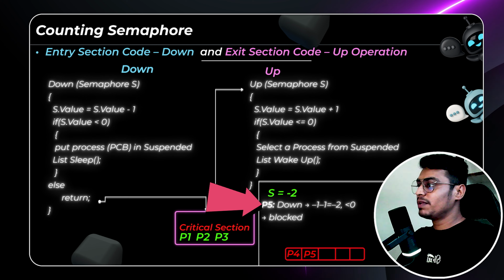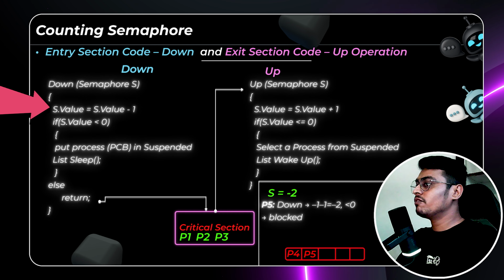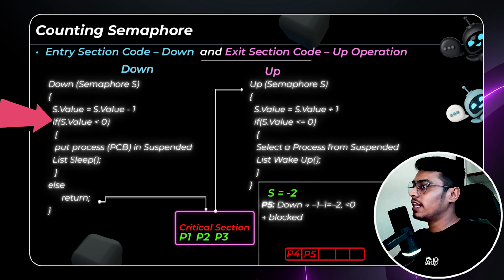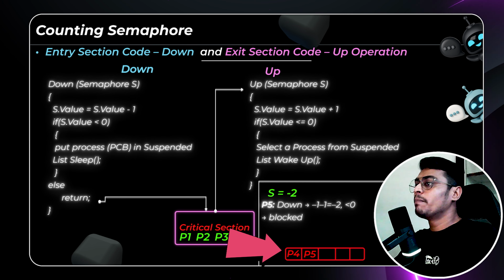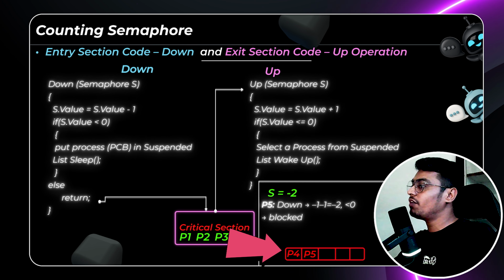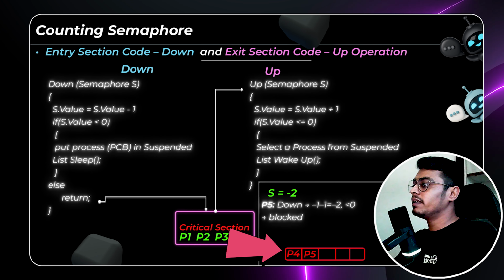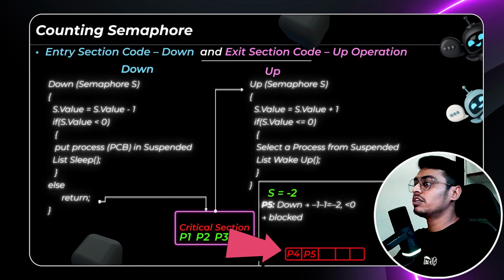Now process P5 came, runs down, S value becomes minus 1 minus 1, equal to minus 2. Check if S value is less than 0. Yes, minus 2 is less than 0. Put P5's PCB in the suspended list. So P4 and P5 are in the suspended list. If the semaphore value is minus 4, it means 4 processes are sitting in the block state. If S value is 0, any further process cannot enter the critical section, as it will go to the block state.